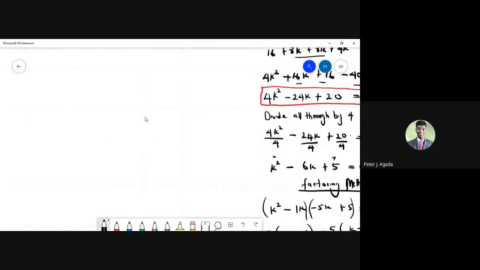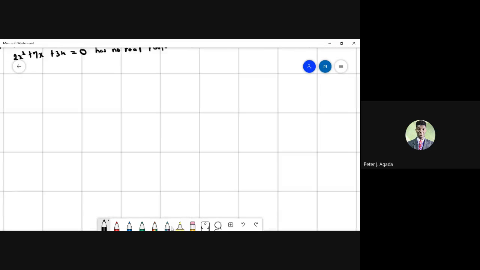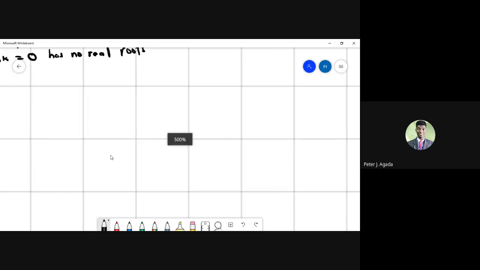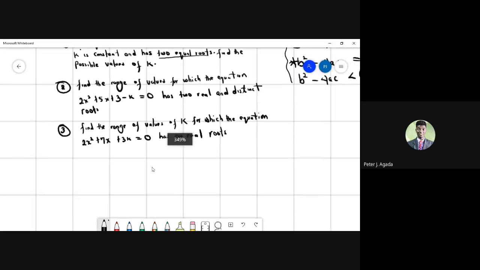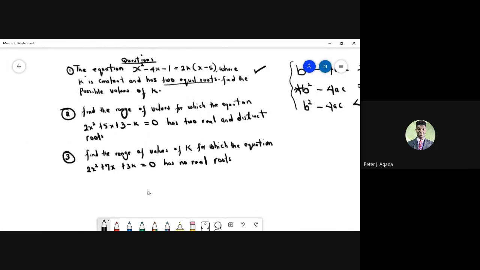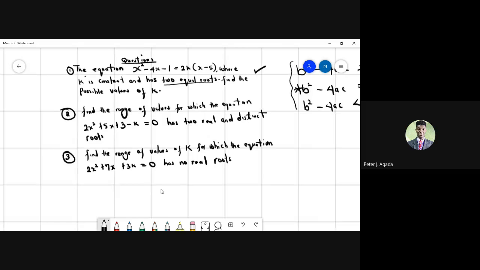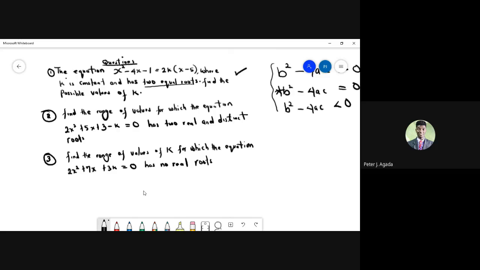Forgive my pattern of how I solve this equation. Okay, so now let's go over to question 2 and see how we can solve it. Feel free to try solving question 2 so you can have a clue of how it goes. For question 2, the question says find the range of values for which the equation 2x squared plus 5x plus 3 minus k is equals to 0 has two real and distinct roots. Remember, we have two real roots and they are different.